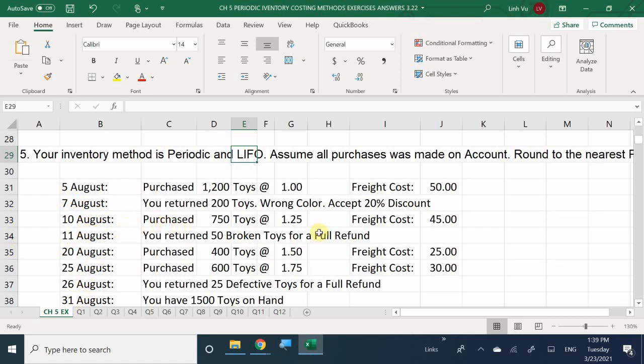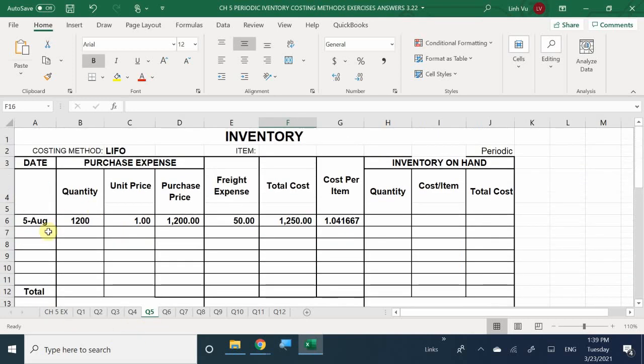We bought 750 units at $1.25 each with a freight of 45. So on August 10, I believe so. August 10, yes. 750, 125, 45. Okay. Purchase price $937.50. Then total cost $982.50. And then cost per unit is $1.31. Good.